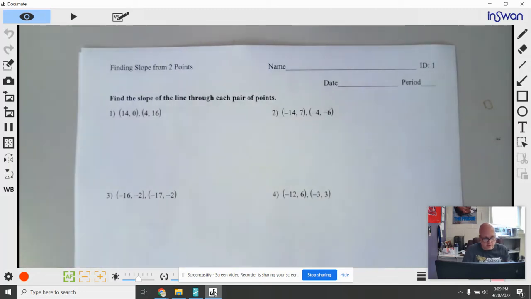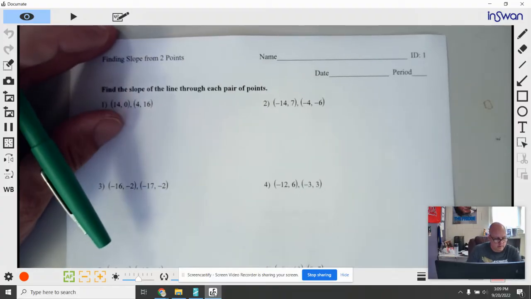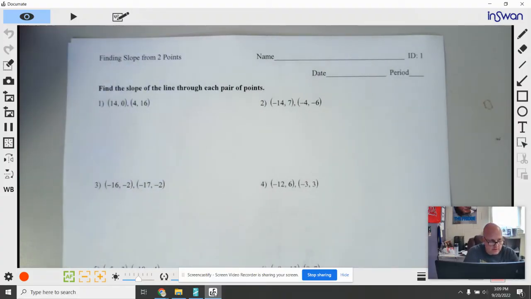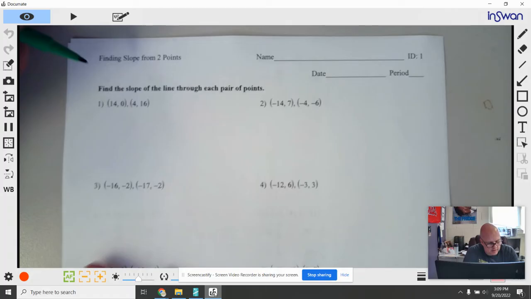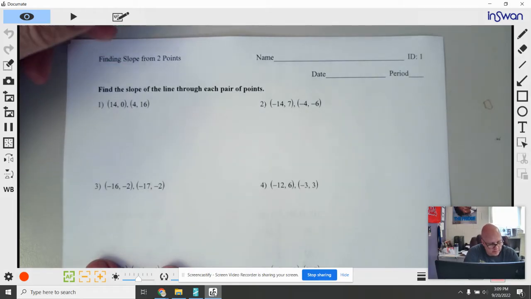Okay, for this lesson, you're going to need this sheet that says finding slope from 2 points. So we've been able to calculate slope looking at graphs, but today we want to be able to figure out if we're given 2 points, given the coordinates of 2 points, how do you determine the slope?